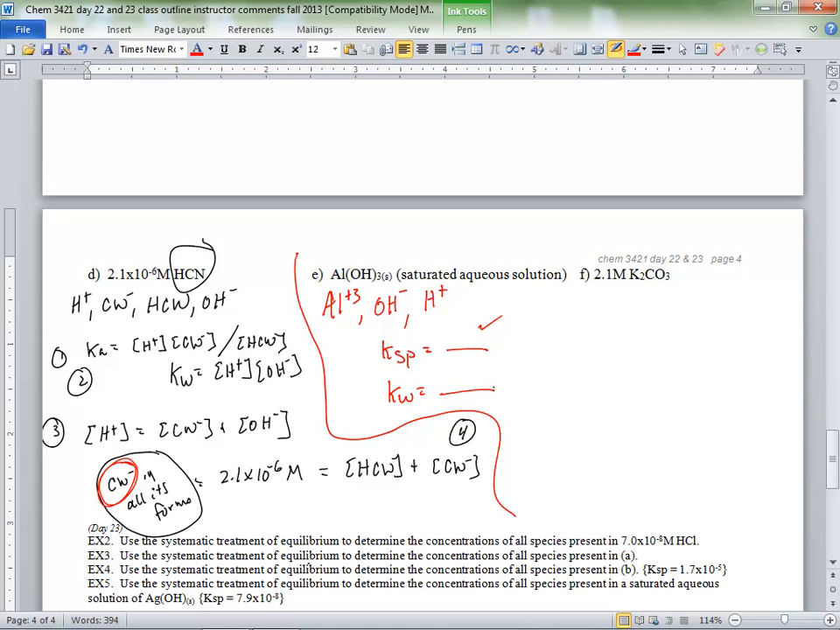So someone said, I think they like to do charge balance first. I don't know why. I think maybe I put charge balance first because it's just easier. Okay, so all the cations on one side.